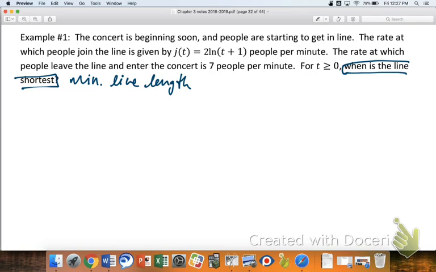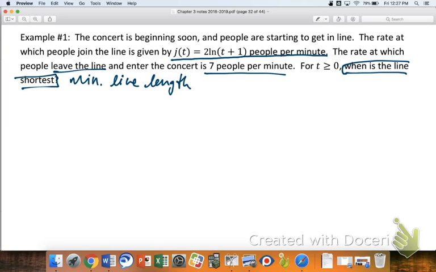Let's think about these rates that might play into this. Do you see any rates that would affect the length of the line? Yeah, people per minute is a big hint, right? I see 2 of them. Yeah, there's 2, J of T and when people are entering the concert. So J of T is the rate of people joining the line. That's why I picked the letter J. And then the rate that people leave the line is 7 people per minute.